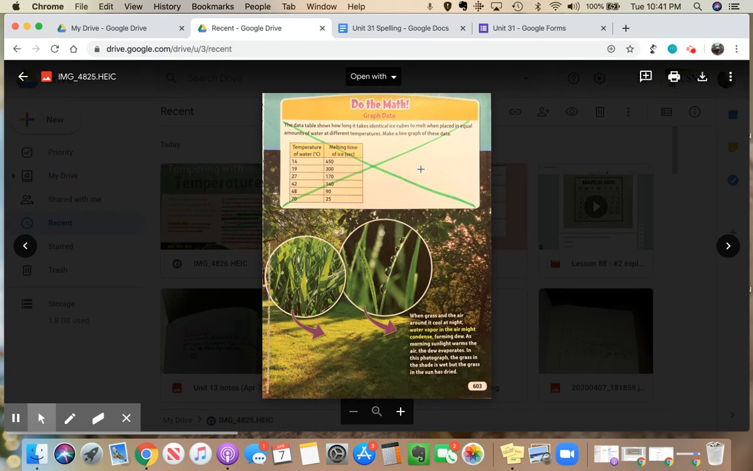You can put a giant green X over Do the Math. Whoop, whoop, you don't have to do that today. That's your free pass. Woohoo! Okay, so let's move on.